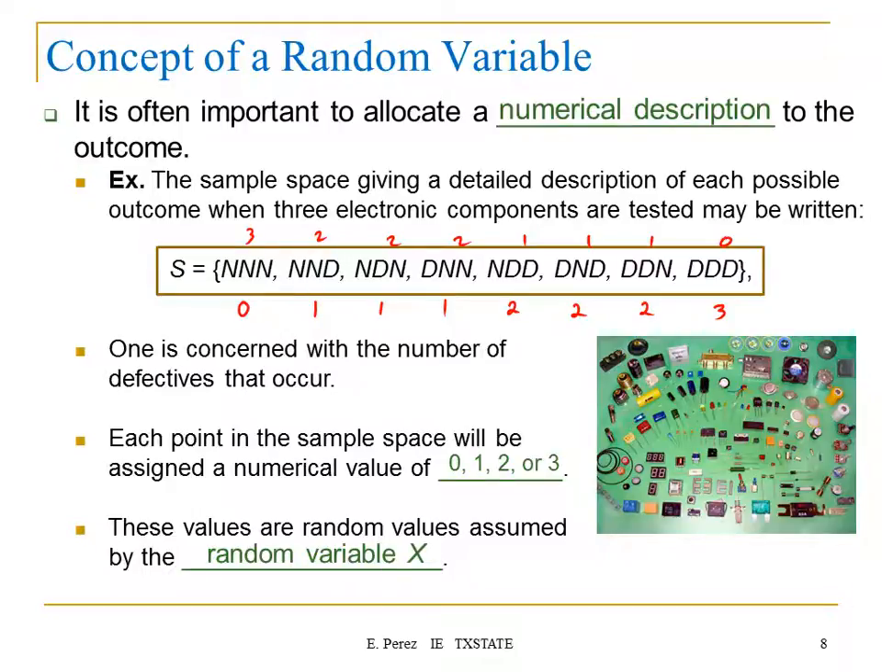Okay, any questions up to this point? You're just looking at the sample space, and we are assigning a function that will give us a number for each outcome. And that's what we define as a random variable.